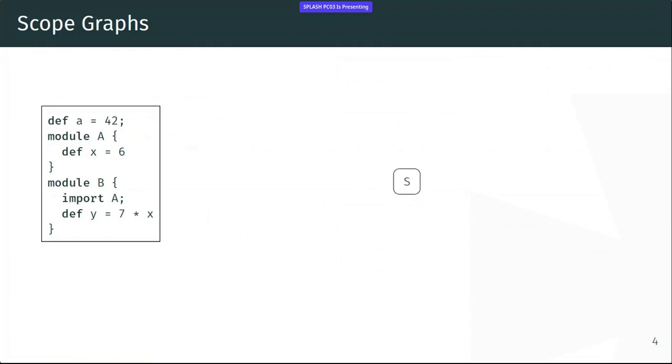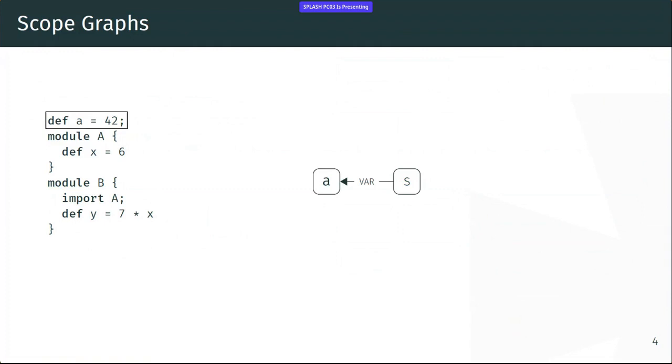In scope graphs, nodes represent scopes in a program. So in the graph that I show, there's a node S, which represents the global scope, so the scope of the whole program. In this scope, we have a declaration of A, which is modeled by another node, which is connected to the global scope using an edge with a var label, which indicates that this A is actually a variable.